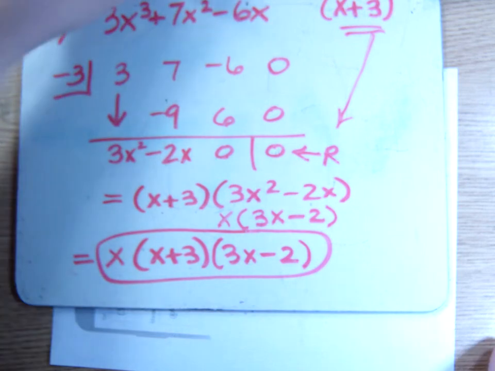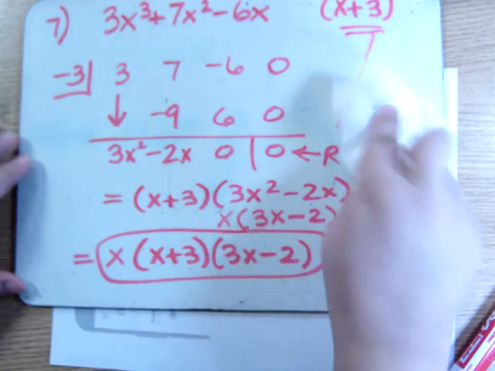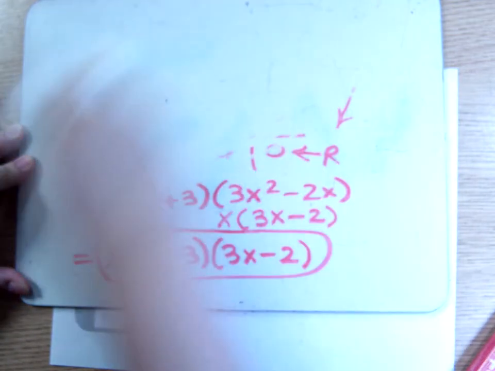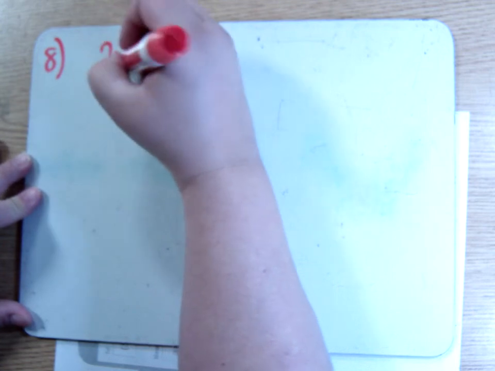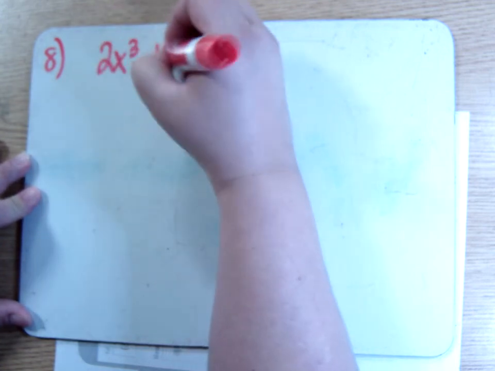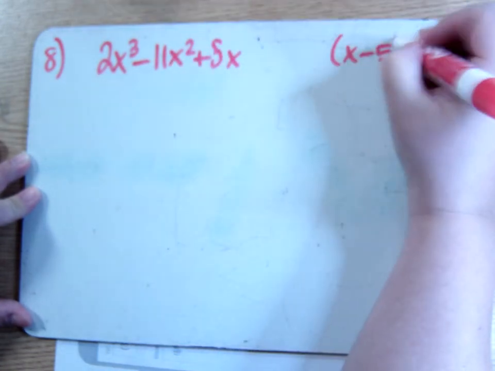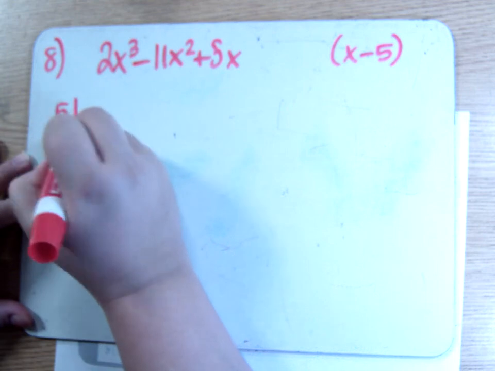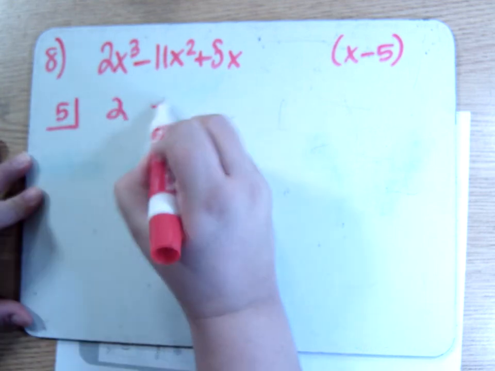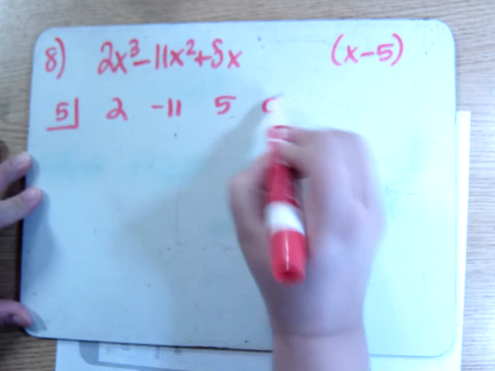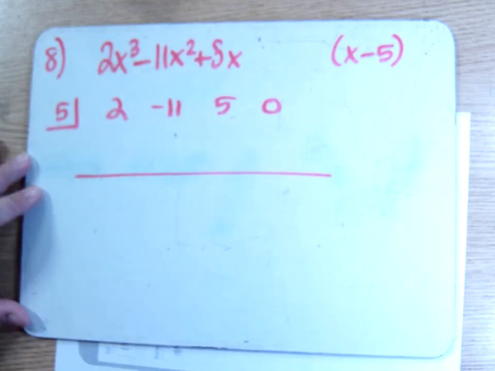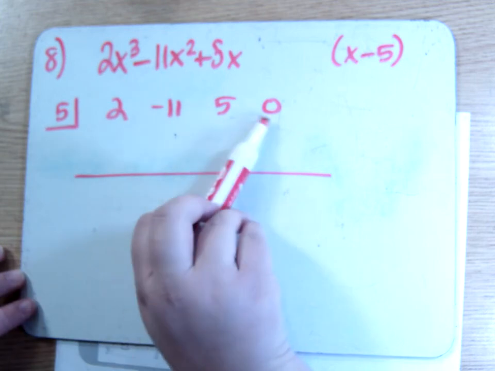Okay? So you did synthetic division to start, and then figured out how you could get the rest of what was left broken apart, usually just by factoring. So this is why we went back over factoring so much. So here we've got 2x cubed, this is number 8, minus 11x squared plus 5x. And I'm told that x minus 5 is a factor. So I'm going to do synthetic division with 5, 2, negative 11, 5, 0, because I don't have any x to the 0. I don't have a constant term, so I do need to put a 0 for that.